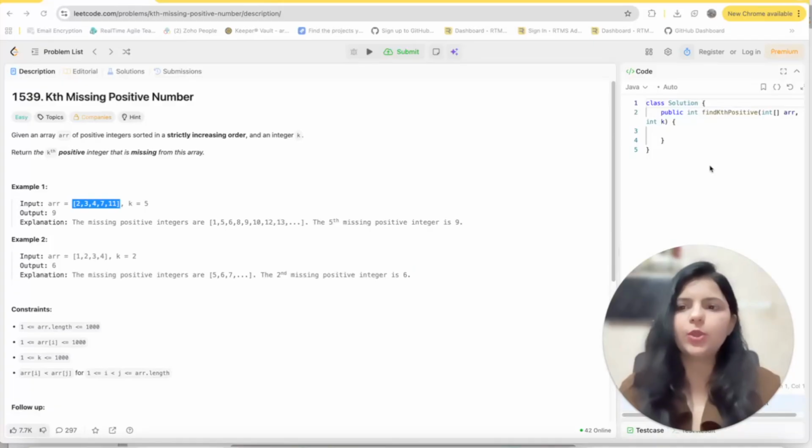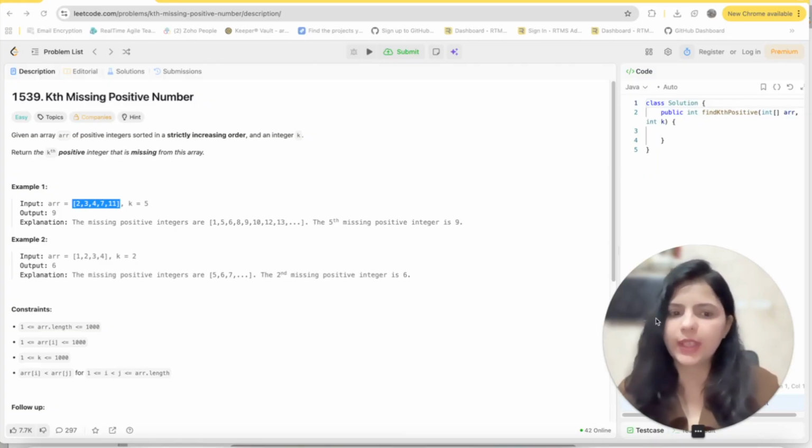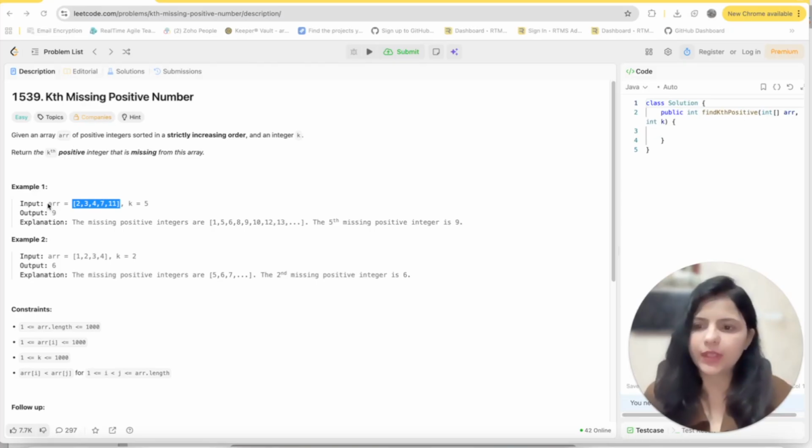So in today's video, we are going to discuss problem number 1539, that is Kth Missing Positive Number, right? So let's get started. Let's first understand the problem. Given an array ARR of positive integers sorted in strictly increasing order and an integer k. Basically, we have been given one input array and k is 5, so we have to find the fifth missing number from this array, right?